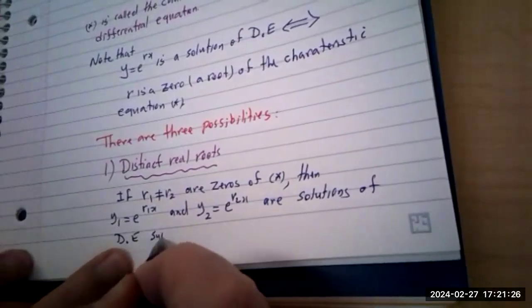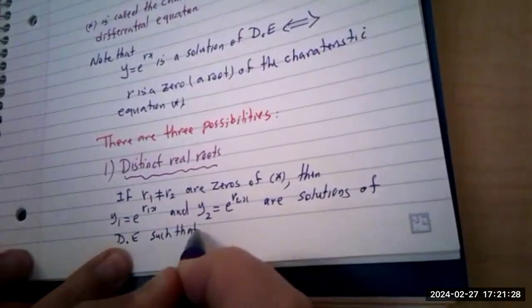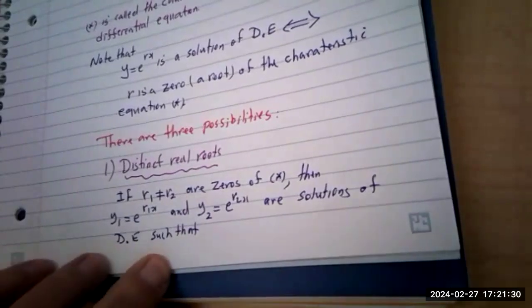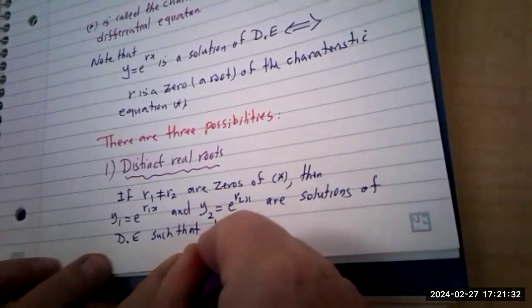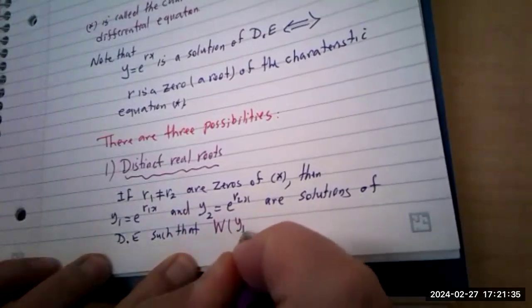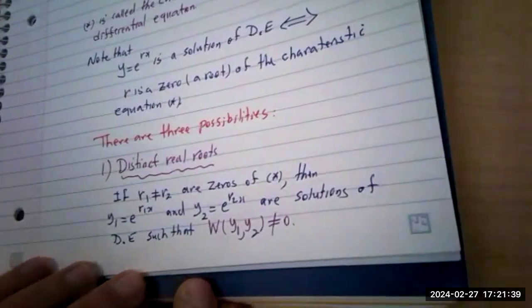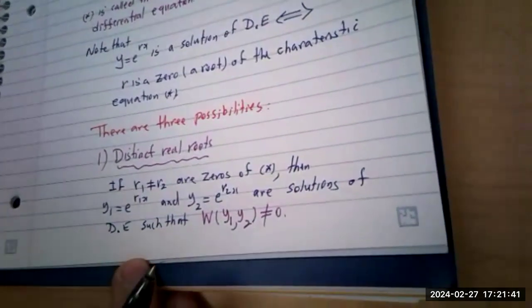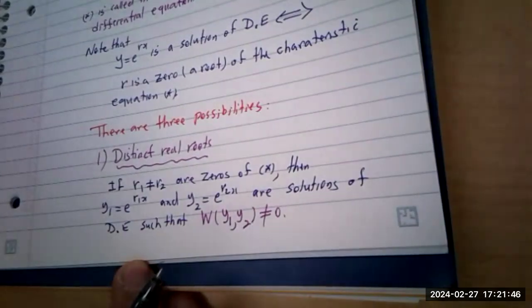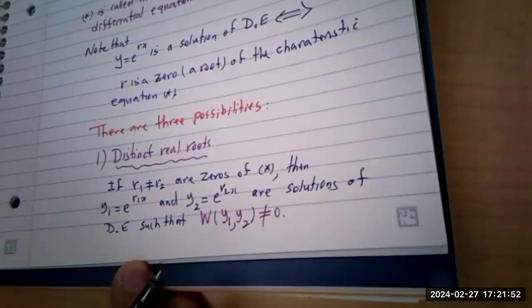Because they are all exponential functions, we can easily prove that the Wronskian of y1, y2 is never 0. When you differentiate, everything will be an exponential function. So at the end, you get something like e to the (r1 minus r2)x, which is not going to be 0. So we have 2 solutions, and the Wronskian is not equal to 0.